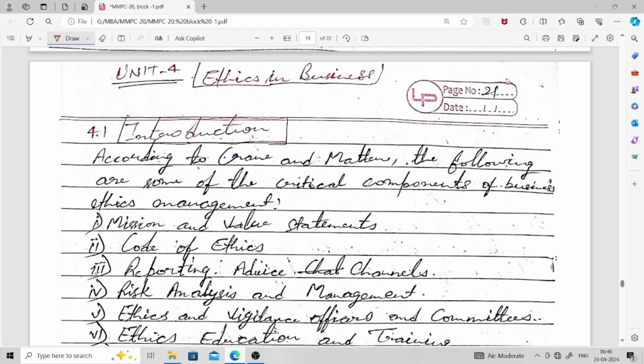Here, the fourth unit, that is ethics in business. That's what I'm going to talk about. So now let's start. The first topic that is given here is introduction.